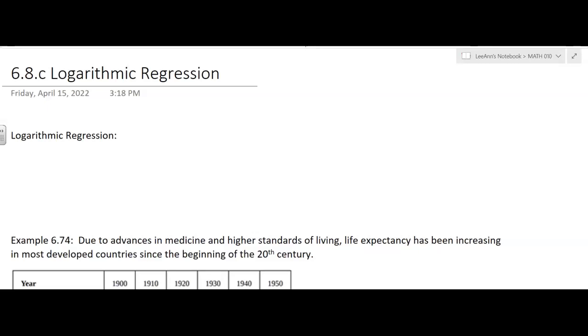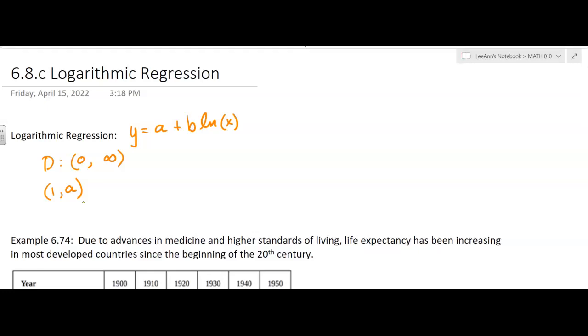So the model we're going to use for a logarithmic regression is y equals a plus b natural log of x. And we're going to remember that the domain for our x values has to be greater than 0, so 0 to infinity. What else do we want to remember? The graph will go through the point (1, a).